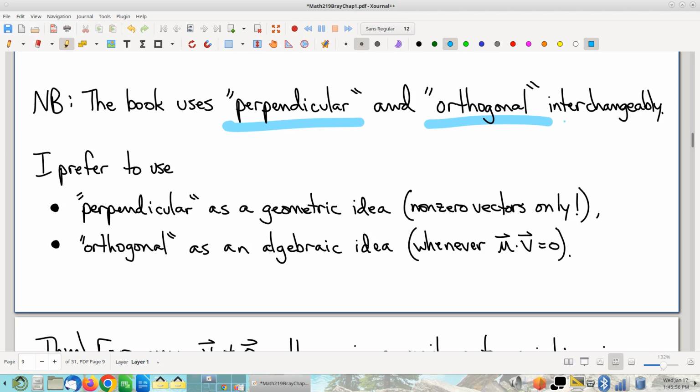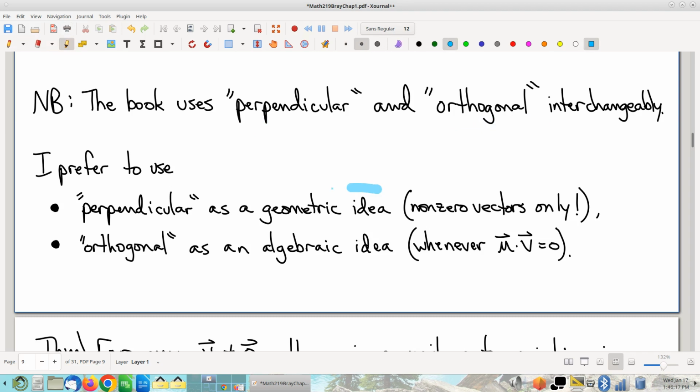I think you already know what I'm talking about. They basically both mean that the vectors kind of make a right angle with each other. Certainly that's what perpendicular means. And orthogonal, a lot of people think, is just a synonym for perpendicular. Not quite right, I think. And certainly it's a missed opportunity.